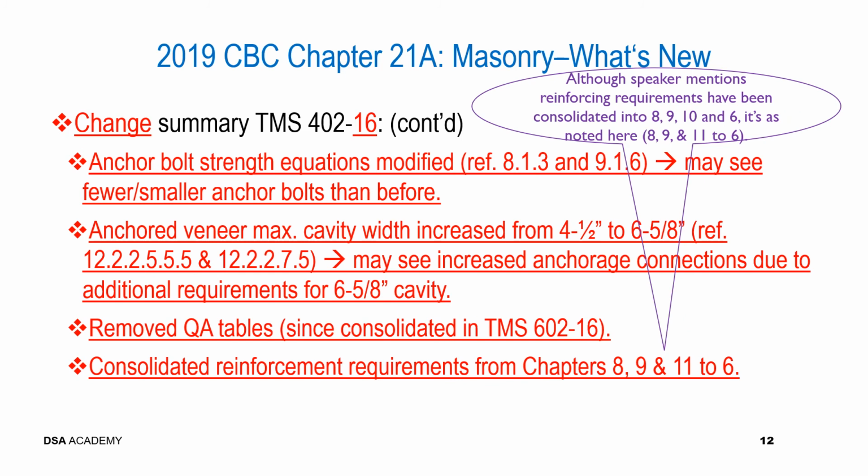Also, what's changed in the TMS 402-16 are the anchor bolt strength equations. You may see fewer and smaller anchor bolts than before. The anchor bolt cavity has been increased from 4.5 inches to 6 5/8 inches. They have removed the quality assurance tables, which have since been consolidated under the 602-16, and they've consolidated the reinforcing requirements from chapters 8, 9, 10, and 6.